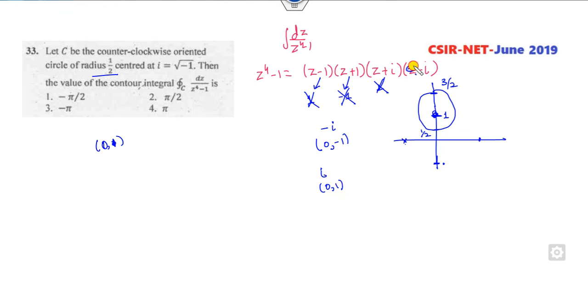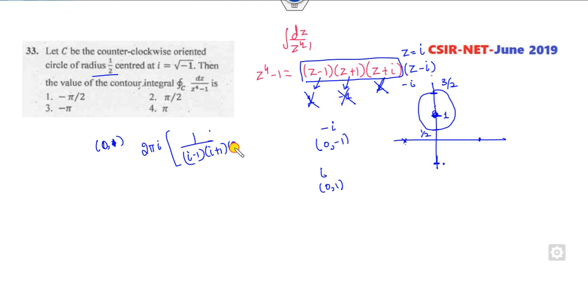So only this portion, you can skip the other portion, and find the value. This is my 1 over, so I can substitute z is iota. This is minus iota, sorry. So I can substitute here. This is minus iota minus 1, minus iota plus 1, and this is my z minus iota. So you can substitute z is iota here. So it is 1 over 2 pi iota times iota minus 1, iota plus 1 of 2 iota.